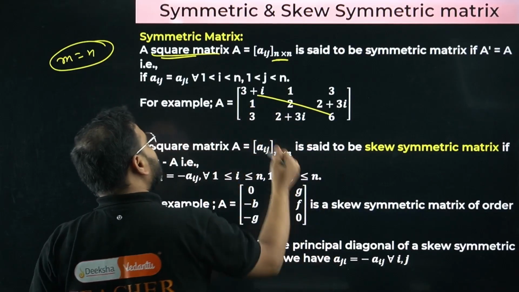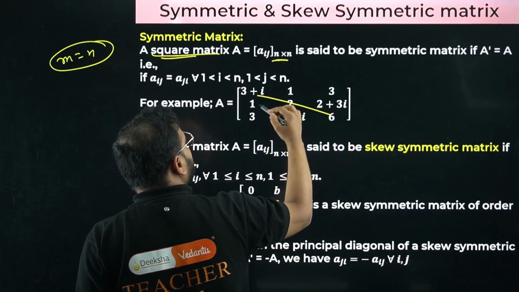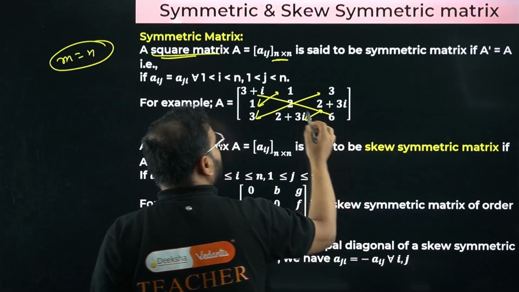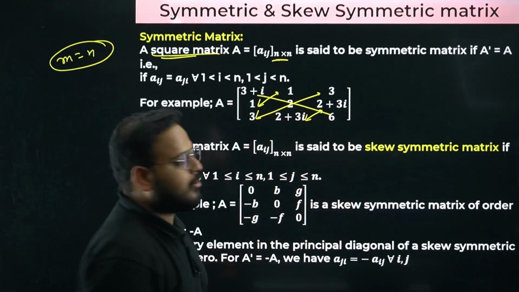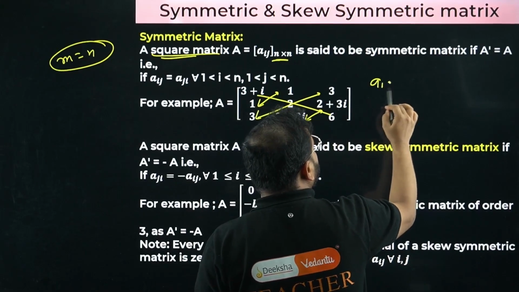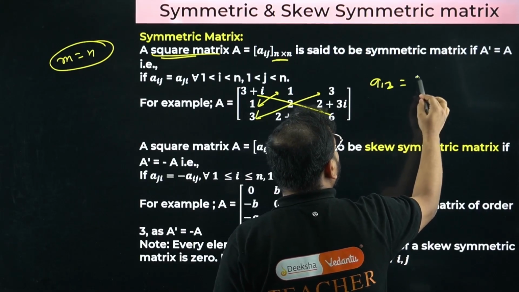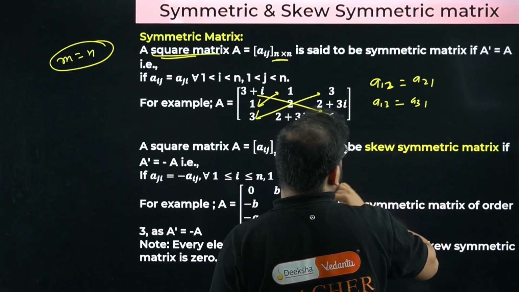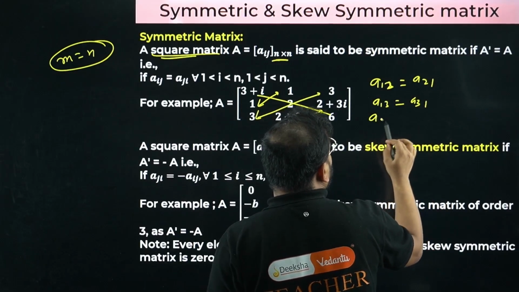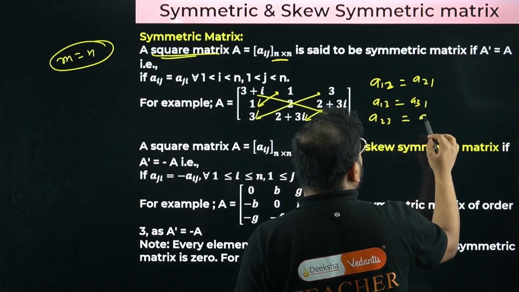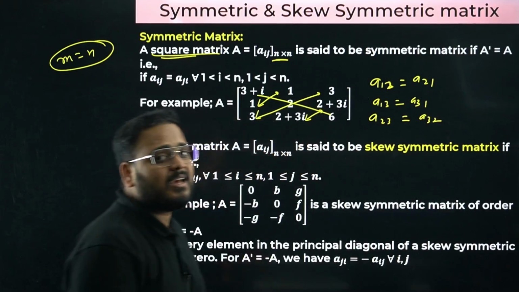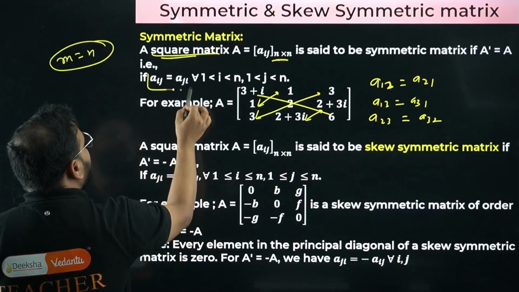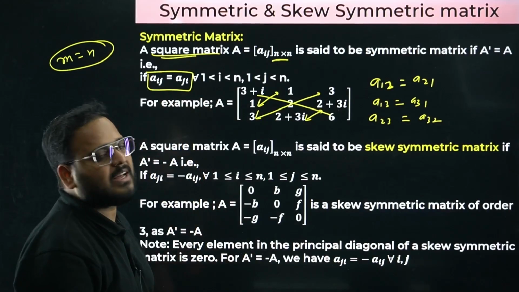What is that? This will be symmetric. About this diagonal you will find the symmetric relation. Check here. This element will be equal to this element. So I'm saying that A12 will become equal to A21, A13 will be equal to A31, and A23 will be equal to A32. So basically, Aij becomes equal to Aji. That's called a symmetric matrix.